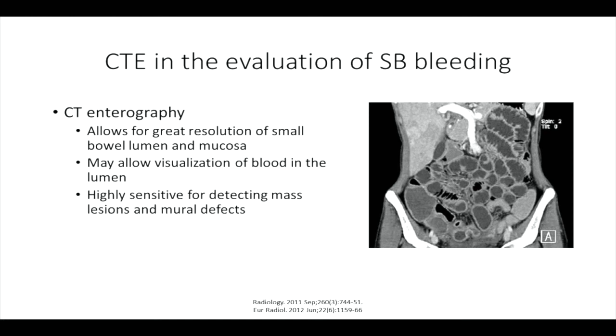But here's the punchline. It has a very high sensitivity for detecting mass lesions and mural lesions, which could be missed by capsule. And a number of studies have shown that there's a significant incremental yield for mass lesions over capsule using CTE. And as someone who reads a lot of capsules, the thing that I'm most concerned about is missing a mass. And these things can sometimes be very subtle, and that's why adding this as a complementary modality can really be very, very helpful.